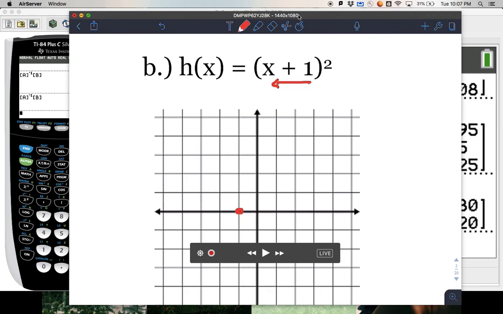So that moves our vertex here. Our vertex is at -1, 0. And then we're going to follow that same pattern. Since the a value out here in front is implied to be 1, you're going to go over 1 and then up 1 from your vertex.